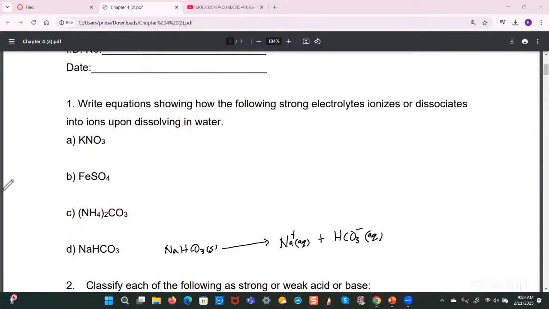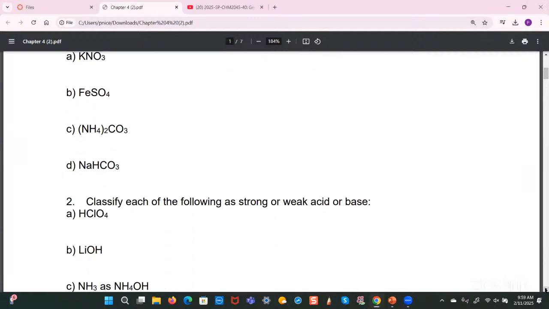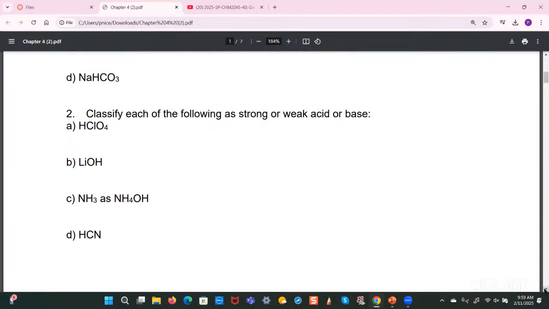All right, let me clear this here and scroll down. Okay, now the next question is asking you to classify each of the following as a strong or weak acid or base, all right? Remember what we said about strong acids and strong bases: there are 6 acids that you need to memorize as strong acids, and as far as strong bases are concerned, those are the hydroxides of groups 1A and 2A.